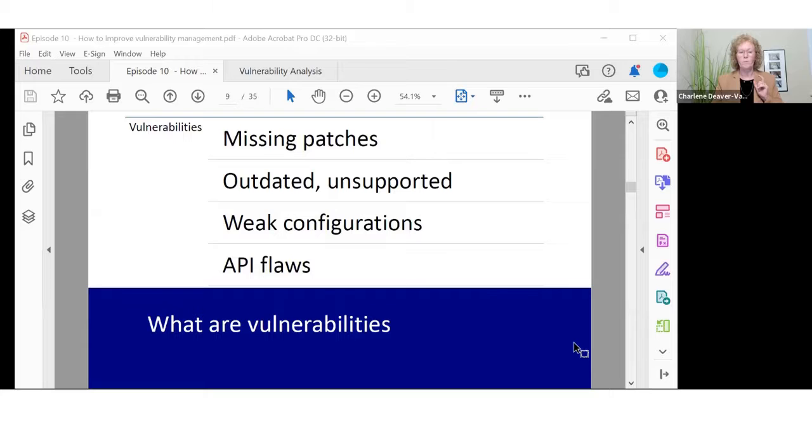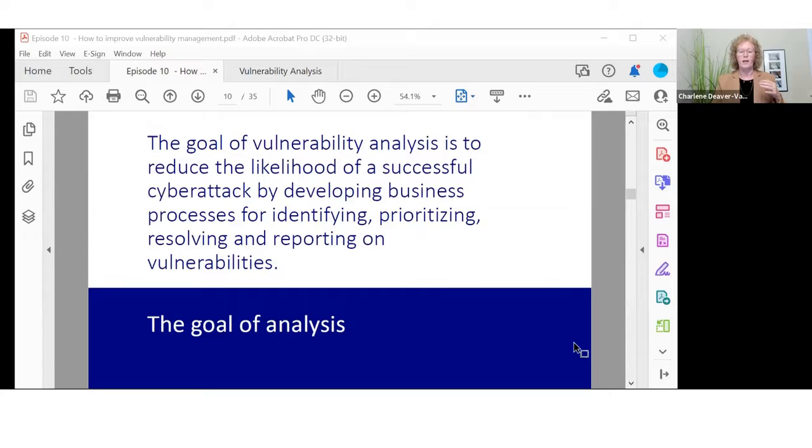So these are the vulnerabilities that we're talking about that can make up this pool of exploitables. The goal of the analysis I'm talking about is to reduce the likelihood of a successful cyber attack by developing business processes for identifying, prioritizing, resolving, and reporting on vulnerabilities, right? That's kind of different than what we're doing right now, I think.